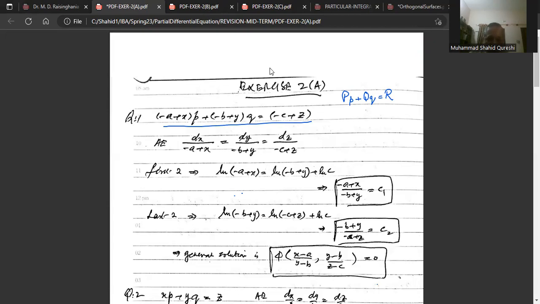dx upon the coefficient of p, that is ∂z/∂x, dy upon the coefficient of ∂z/∂y, dz upon the right-hand side. And then we see that in this method, mostly the three ratios, which are equal to some constant, are pairwise variable separable equations.